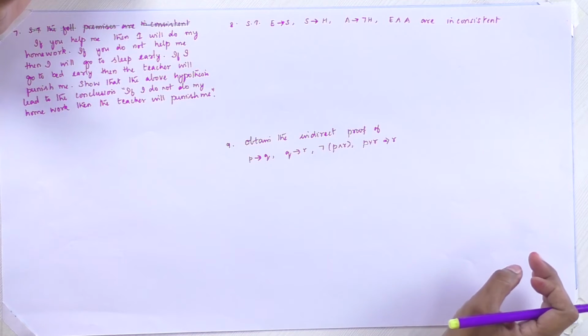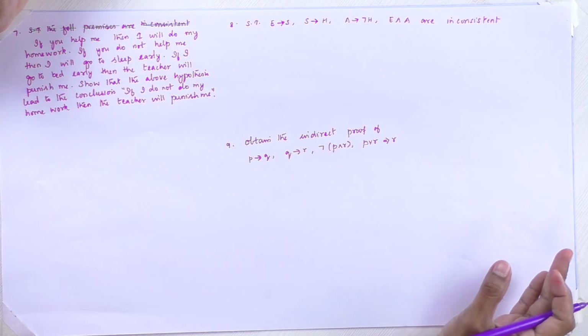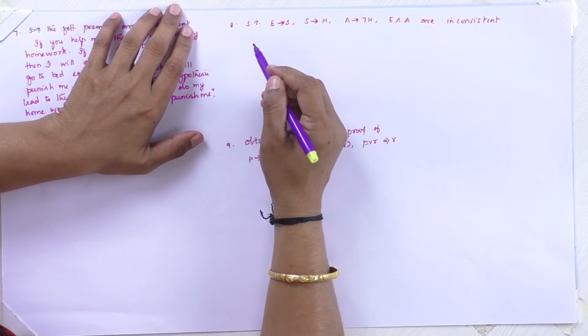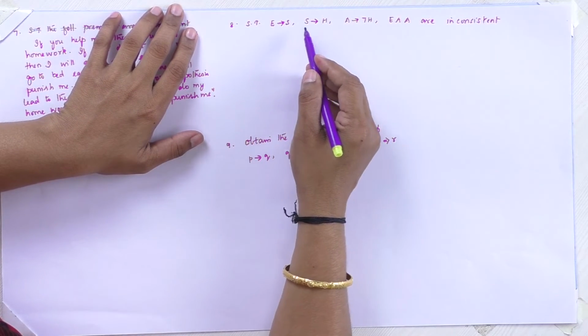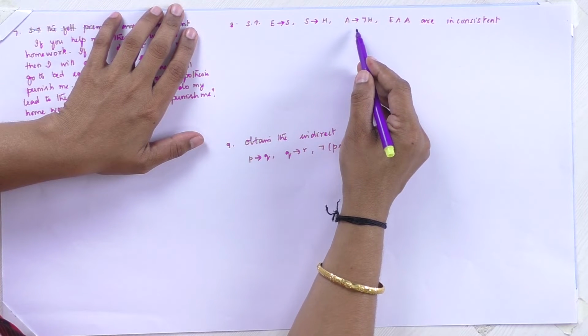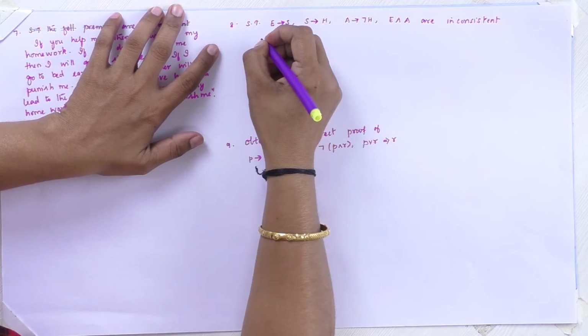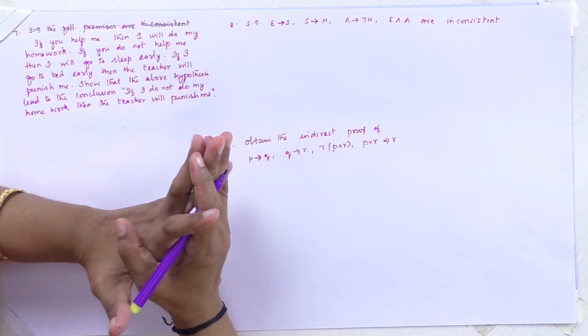We will combine all these and we will have the final last part of these rules of inference. So now look at this. Show that E conditional S, S conditional H, A conditional negation H, E and A are inconsistent. So inconsistent means what one should do here. Inconsistency of a set of premises is nothing else but taking the conjunction of all the given premises, and finally one should land up with the result as contradiction. I told you that in yesterday's class.